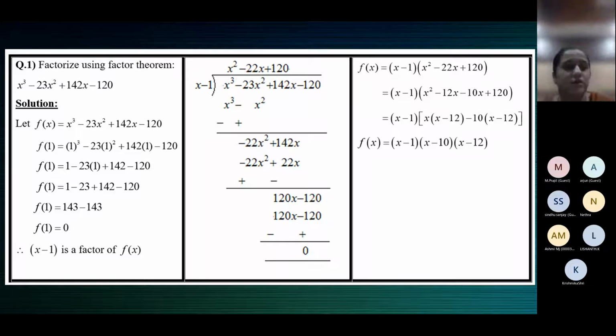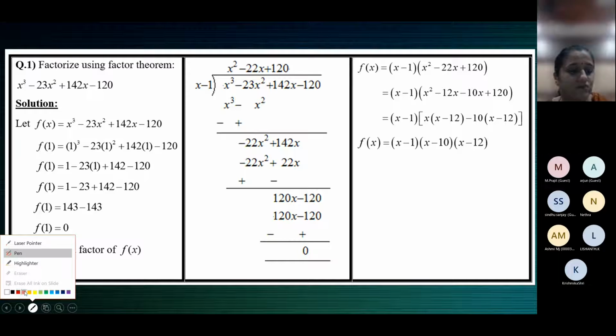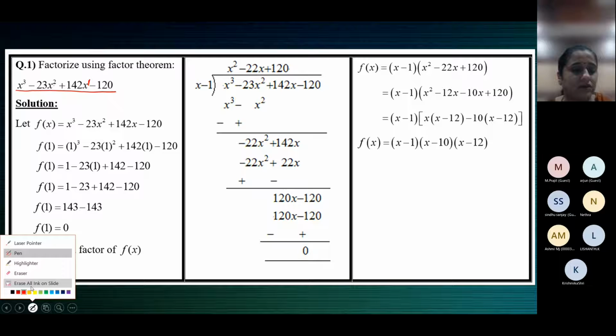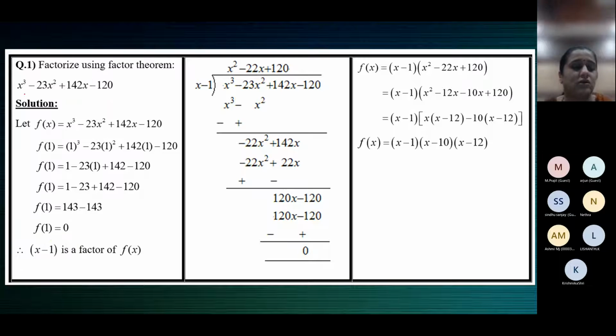So the given polynomial is a cubic polynomial. You can see that the highest power of x is 3. So it's a cubic polynomial. X cubed minus 23x squared plus 142x minus 120 is a cubic polynomial. The highest power of x is 3. The power of x is 1 here, 2 here, 3 here. The highest power is 3, and so the degree of the polynomial is 3. The given polynomial is a cubic polynomial.